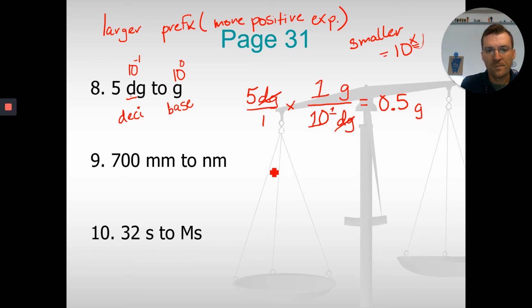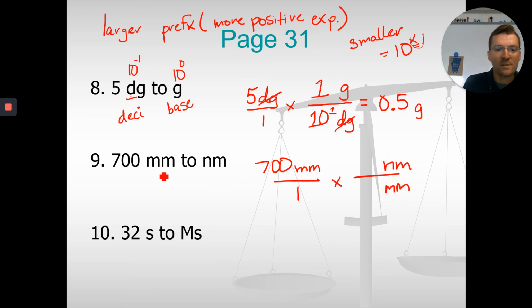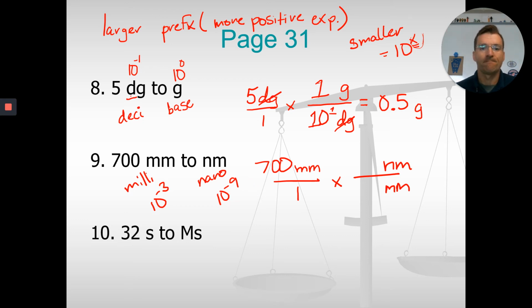Okay, let's try another one. 700 millimeters to nanometers. Again, it's going to be a one step because all we're doing is changing milli to nano. So unit to cancel on the bottom, unit we want on top. Okay, so again, that's milli here, which is 10 to the negative third. And N we know is nano, which is 10 to the negative ninth. So we compare those, and which one's larger? Which one's more positive? Milli is more positive. So milli is going to get a 1.